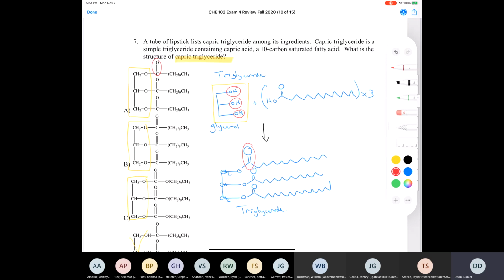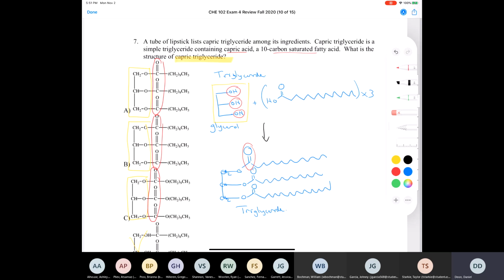So we have a carbonyl. Actually, we have all these carbonyls here, so that looks good. We have all these carbonyls here, and we have all these carbonyls here. So all of these, A, B, and C, they all kind of have the structure of a triglyceride. But what does it tell us? It tells us it comes from capric acid, which is a 10-carbon saturated fatty acid.